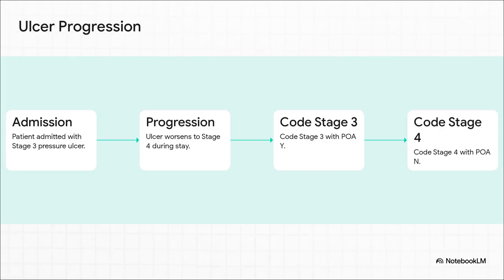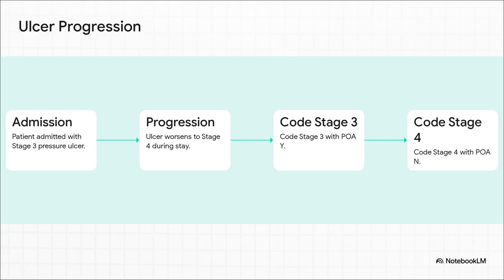Let's walk through a super common, real-world scenario of how this builds when a patient's condition changes during their stay. Imagine a patient is admitted with a stage 3 pressure ulcer. During the hospitalization, unfortunately, the ulcer worsens. It progresses to a stage 4. So how do we code this? Well, you actually code both. You report the stage 3 ulcer with a present on admission, or POA, indicator of Y. Then you report the stage 4 ulcer with a POA indicator of N, because, simply put, it wasn't there when they walked through the door.